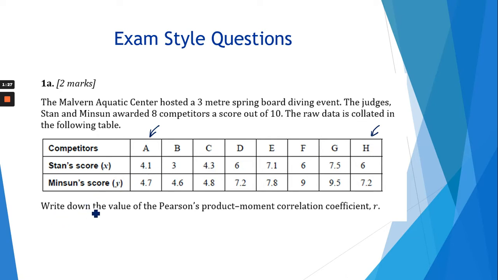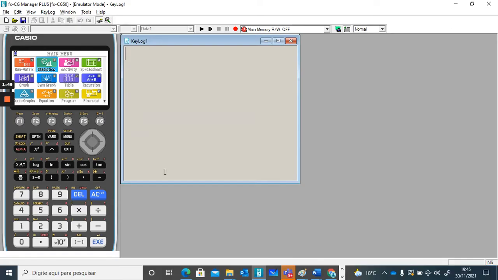Okay, the first thing we're going to write down is the value of the Pearson's product moment correlation coefficient, or just the Pearson's correlation, okay? So how do we do this? We just do as normal using the GDC and plugging in all those values into the calculator. So we're going to do this.